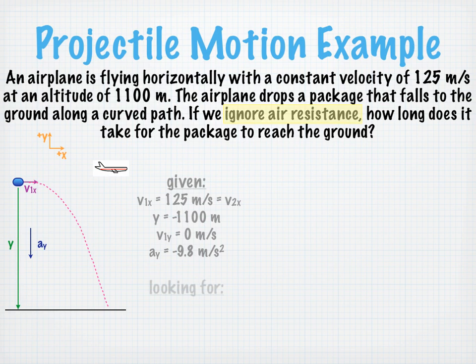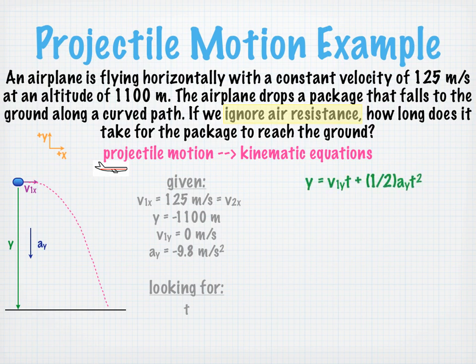Next, what are we looking for in the problem? The time it takes for the package to reach the ground. Now we need an equation. Since this is projectile motion, we can look at our table of two-dimensional kinematic equations, and we find this one that contains our known values of v1y, a sub y, and y, and our unknown value of t. Since v1y equals 0, we can simplify this equation to y equals 1/2 a sub y times t squared.